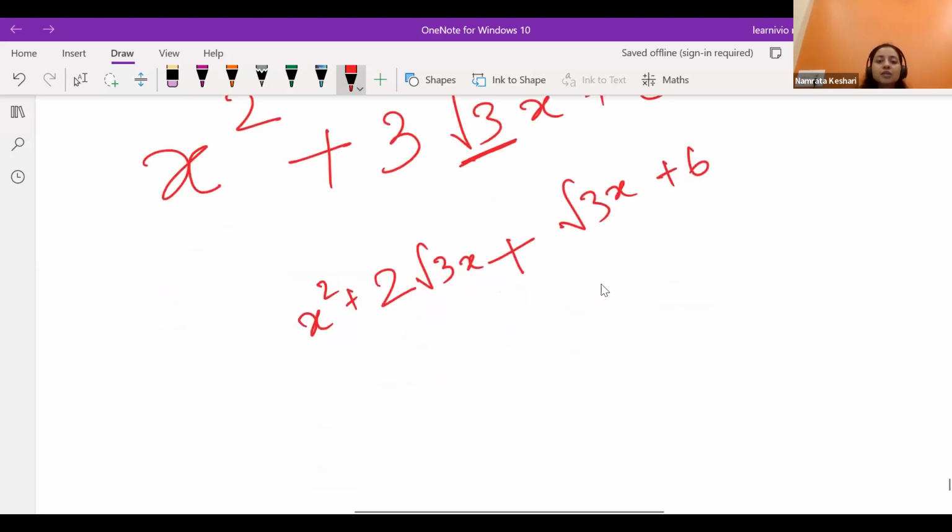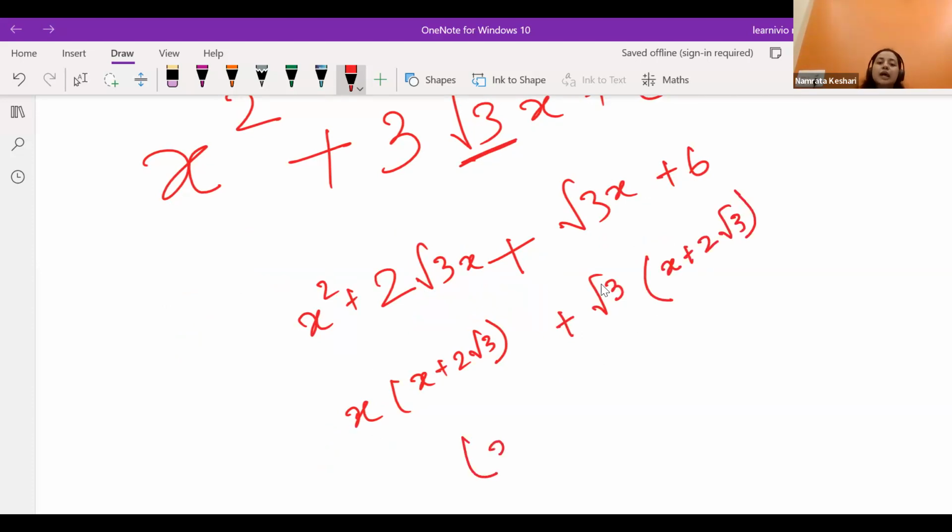We have taken the common factor from the first two terms, that is x, and we are left with x plus 2 root 3. We were not sure how to take the common factor from the next two terms. We used the very basic concept which we have learned in the lower classes. Separately, we saw that there is a term root 3 which is common, and if we take that, we are left with x plus 2 root 3, and hence our final answer is x plus 2 root 3 and x plus root 3. Is it crystal clear to all of you? Yes, ma'am.